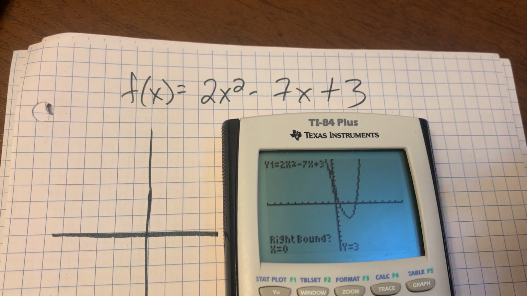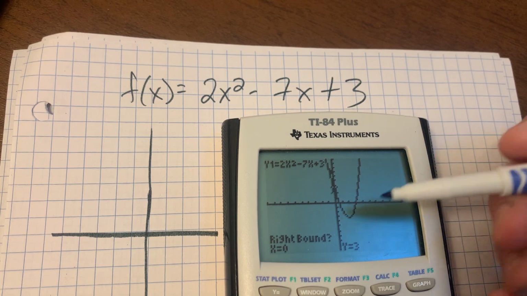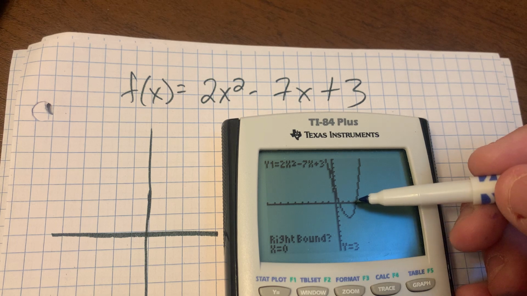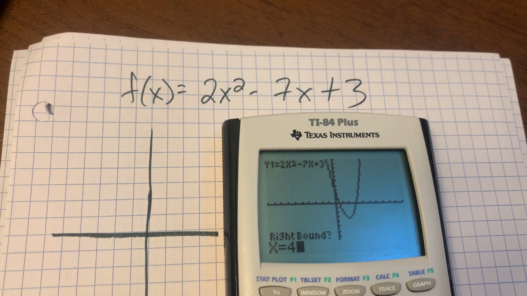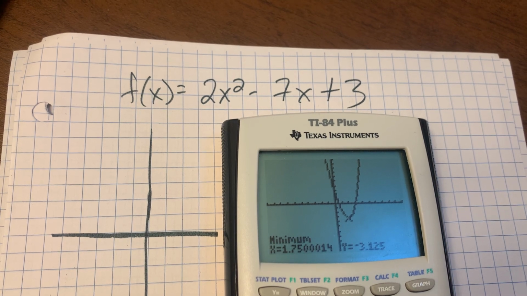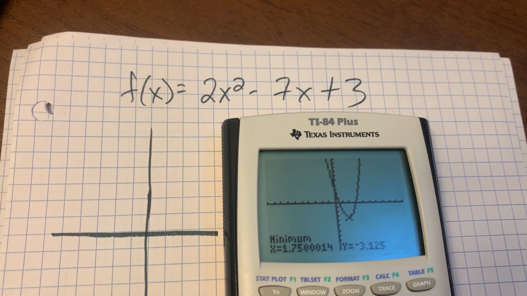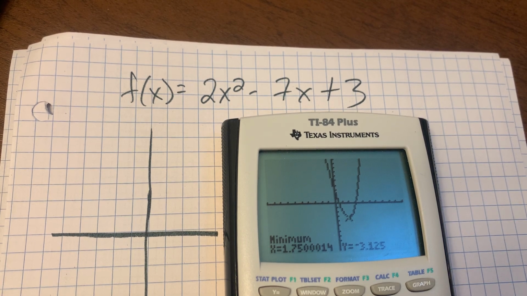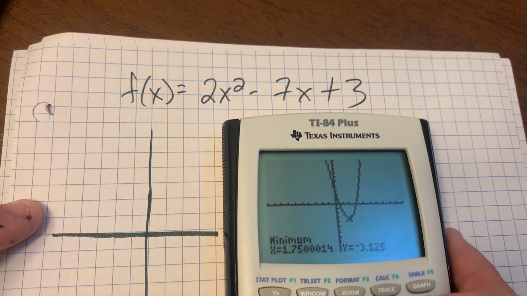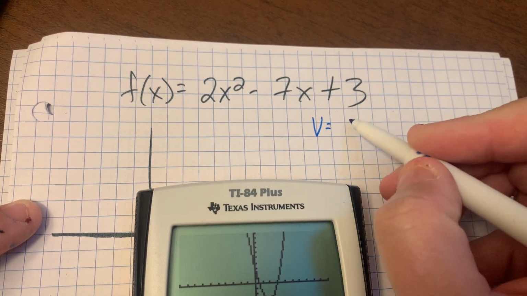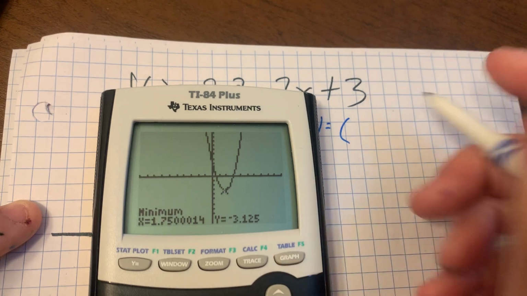Next, I need to choose an x value to the right of where I think that vertex is. So I'm going to say maybe 4. And I hit enter. And then I say guess. It thinks for a little bit, and then it gives me 1.75 for my x value, negative 3.125 for y. So I'm just going to jot that down so I have it, and I'll be able to graph that in a little bit.